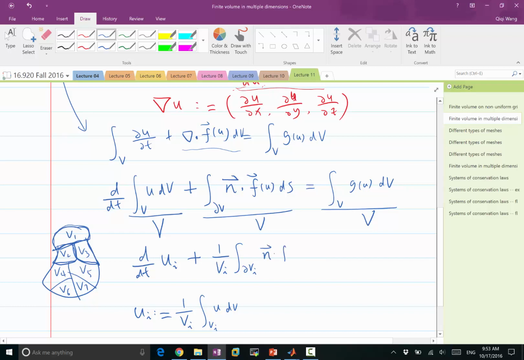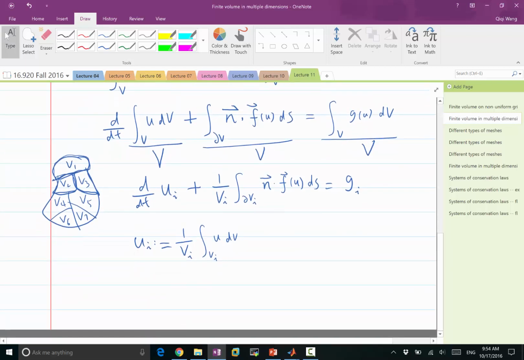The surface normal dotted with the flux vector ds is equal to Gi, which is the cell average of G computed on the ith volume. So up to now, this is still exact. And now we start the approximation. The approximation is the following.